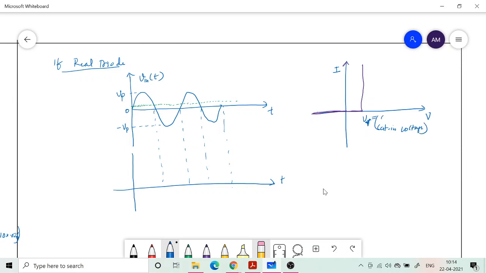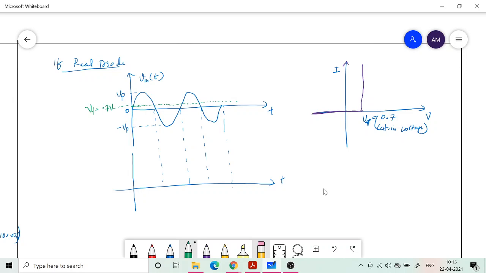So let's say this is 0.7 volt. That means the green line which I have drawn here corresponds to 0.7 volt, and Vp may be like 5 volt, 10 volt depending upon the input waveform, but we have taken an approximation that Vp is sufficiently greater than 0.7 volt. Under that approximation I am drawing, otherwise this waveform will be under 0.7 if Vp is less than cut-in voltage. So V gamma is equal to 0.7 volt.